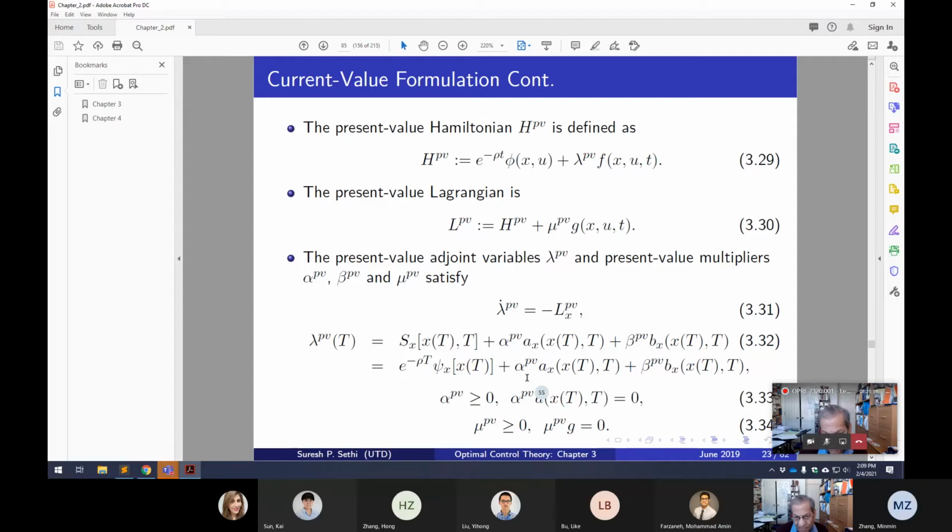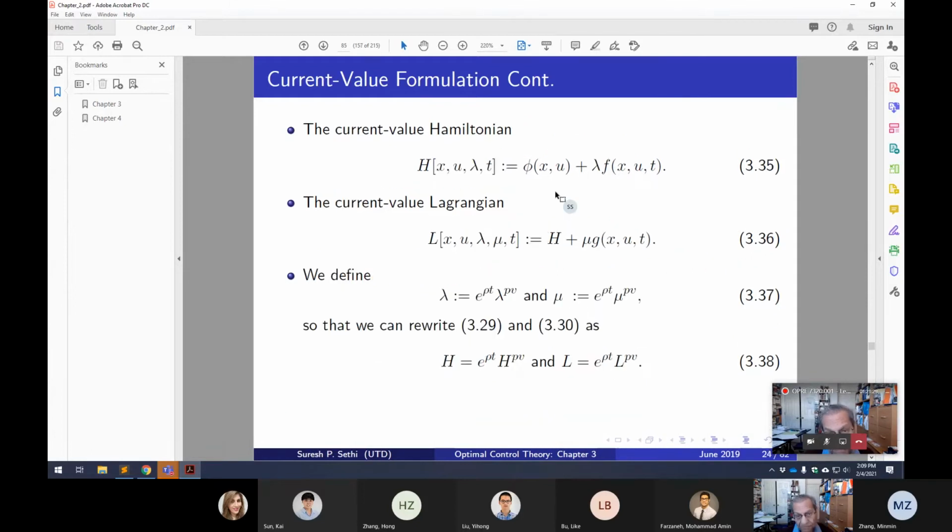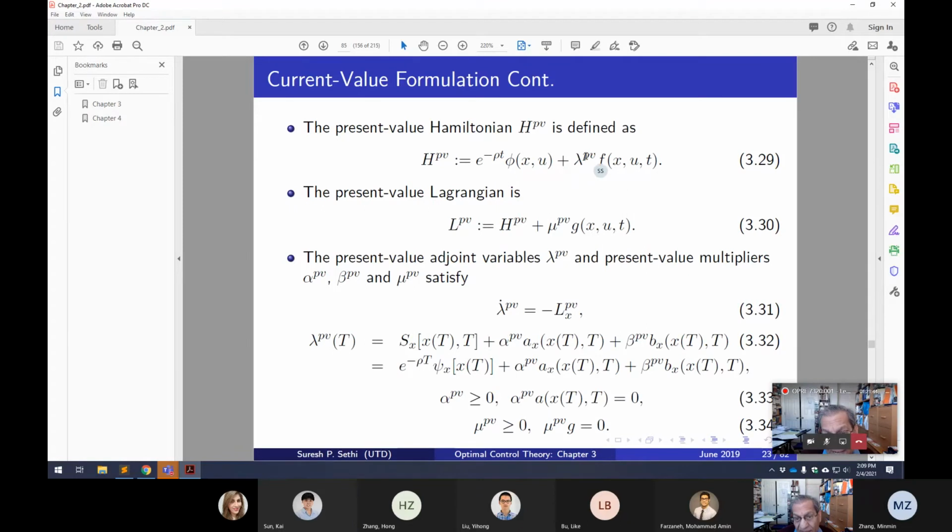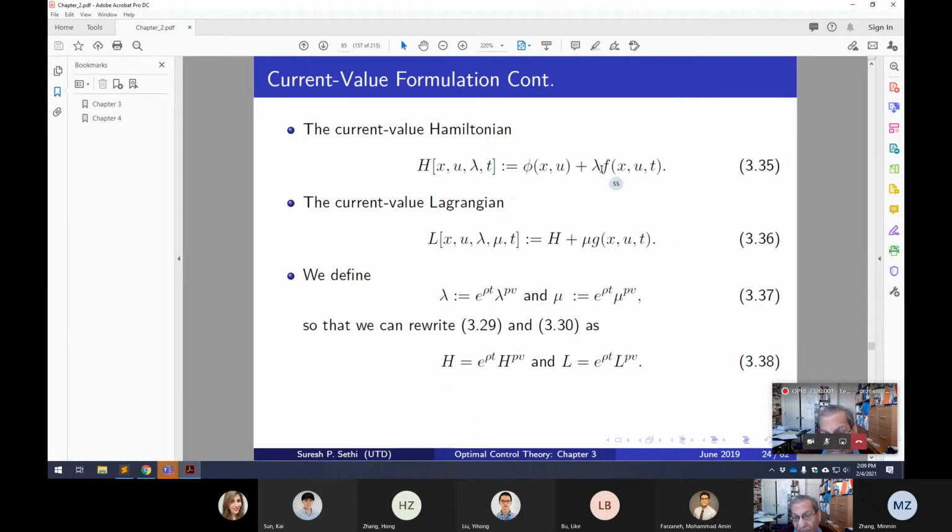Got it? Now I'm going to convert. What I'm going to do is define the current value version of these, which is the next slide. So now I'm going to define the Hamiltonian like this. You notice I don't put e to the minus rho t anymore here. Did you see that? See, this is different, right? Here's the e to the minus rho t. Here's lambda PV. Now I'm defining this e to the minus rho t, and I put lambda, not lambda PV. Also the same for the Lagrangian. And look what happens here. I'm now defining, that is the present value lambda at time small t.